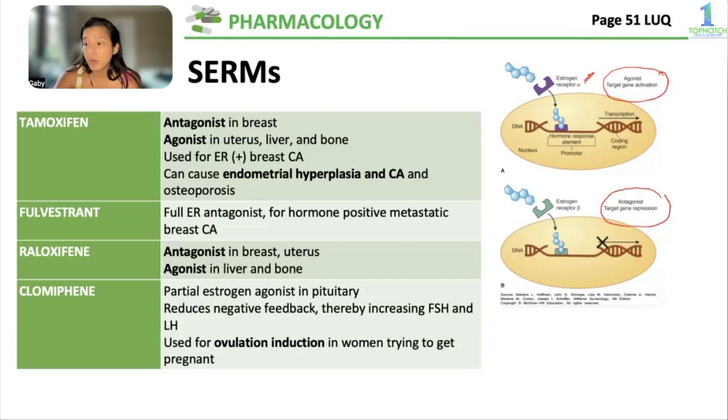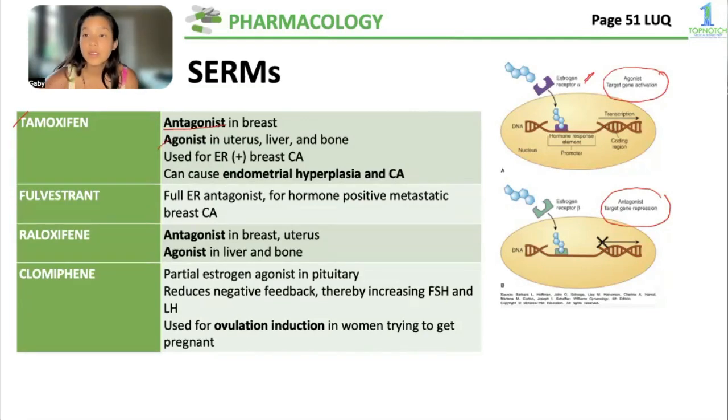So for example, tamoxifen, which is used in the treatment of breast cancer, is good because it antagonizes estrogen receptors in the breast. And we know that estrogen promotes proliferation of breast tissue. So if you have breast cancer, we definitely don't want proliferation of that. However, it is an agonist in the uterus, the liver, and the bone. So we use tamoxifen if the breast cancer is ER positive. So it means it has estrogen receptors.